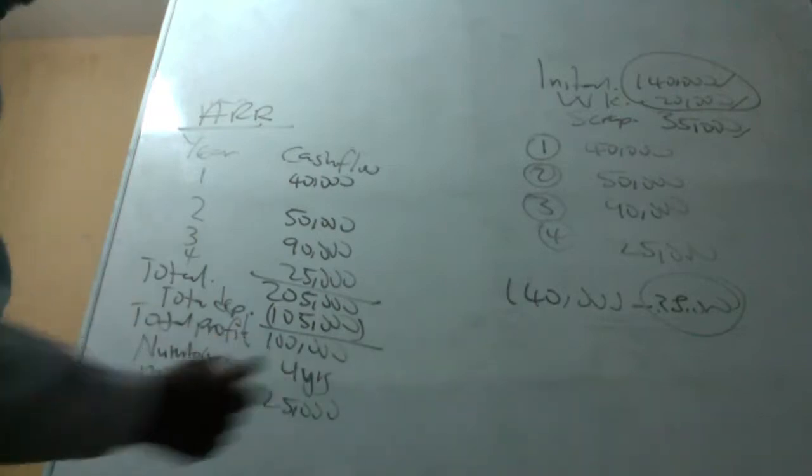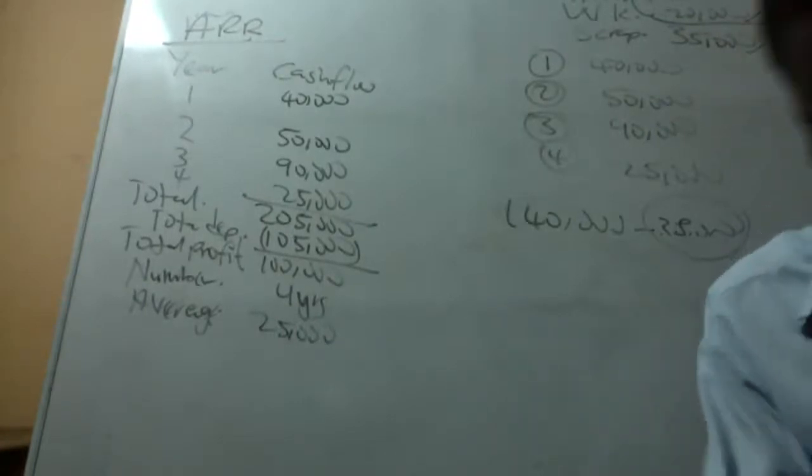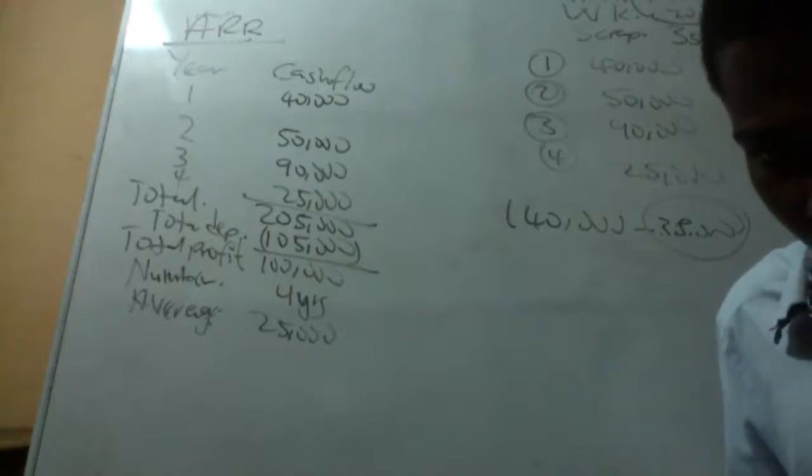Now 25,000. Let's move on. Who can find me the average investment? That person will be the accounting cracker of the day. Average investment.